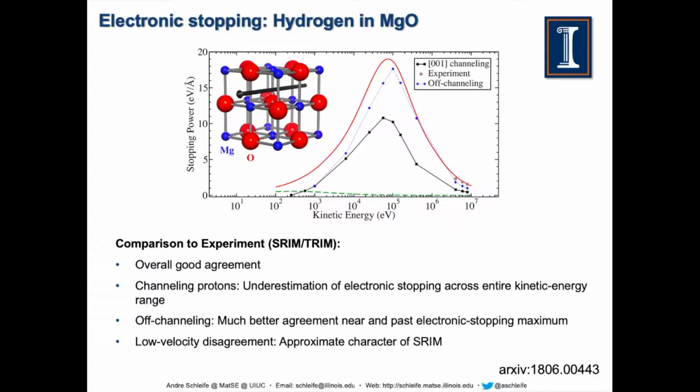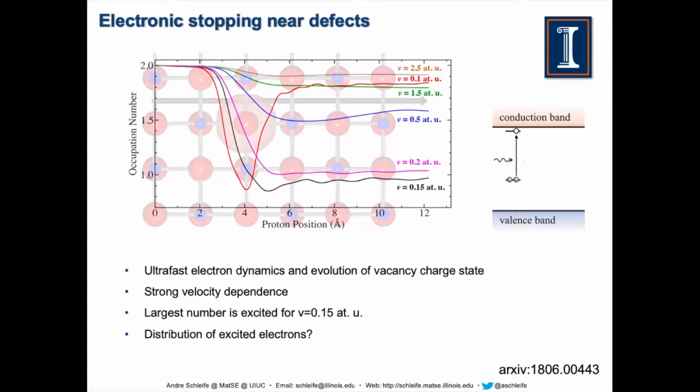Okay, so that was our starting point. Then we actually want to look at diffusion, right? That's what I'm trying to get to. And in order to look at defect diffusion, we first have to create a defect. So we did put an oxygen vacancy into the material.